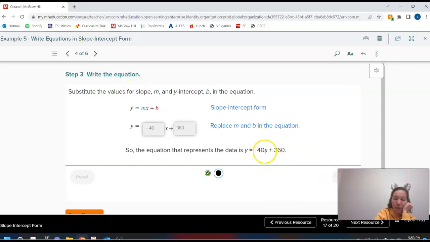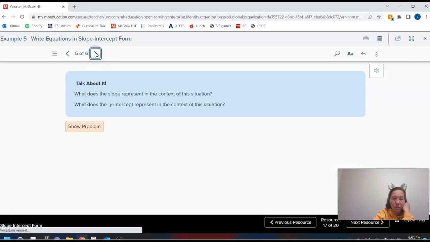So as the time goes by, if I plug in 1 for x, this is going down 40 pages. If I plug in 2 for x, it's going to go down 80 pages from the initial size of the book. Does that make sense? Hopefully, kind of, sort of.